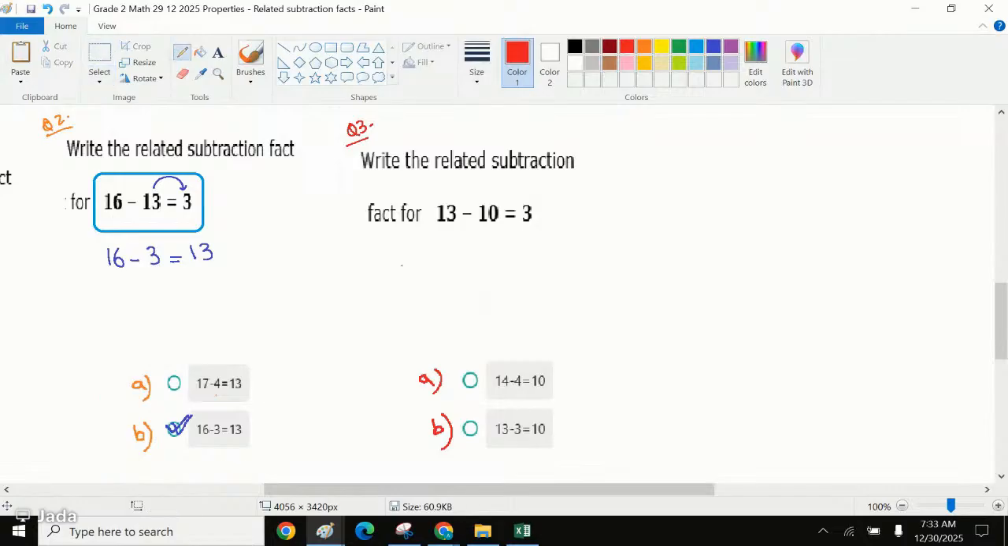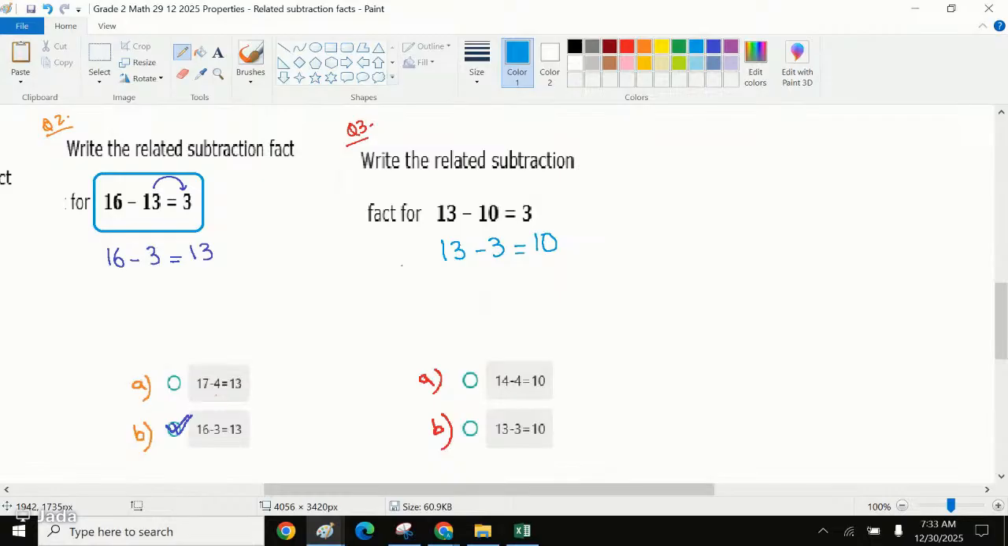Okay, let's see over here. The original question states 13 minus 10 is 3. Yes. Thank you, May, and thank you, Aiken, for the previous question. Moving on to question number 3, it says write the related subtraction fact for 13 minus 10, yes, option B. Thank you, Michael. So the equation for this would be, what you wrote was 13 minus 3 equals 10. Right, this is the related subtraction fact.